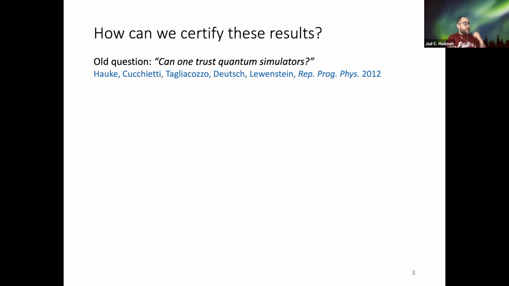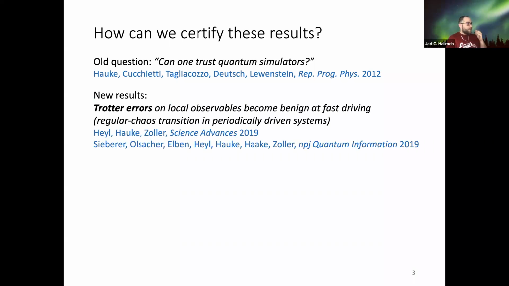So a nice paper by Hauke et al. from 2012 raised four criteria for the trustworthiness of a quantum simulator. And these are basically reliability, controllability, efficiency, and relevance. In this talk, we will focus mostly on reliability of quantum simulators, and in particular, lattice gauge theory implementations on quantum simulators. One of the first papers that targeted reliability of quantum simulators was by Heyl et al. It's in Science Advances, and they looked at Trotter errors on local observables.